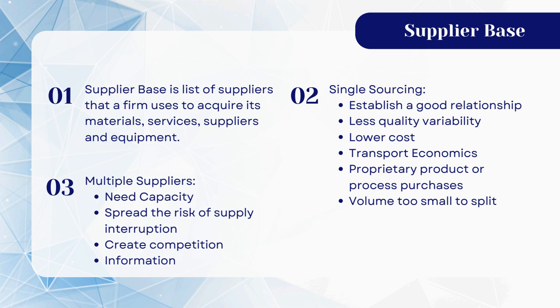Create competition. When you're using multiple sources, you encourage competition, basically, among suppliers in terms of what the price is, the quality is, etc. And then lastly is information. So multiple suppliers usually have more information about market conditions. So you're not focusing purely on one specific supplier.